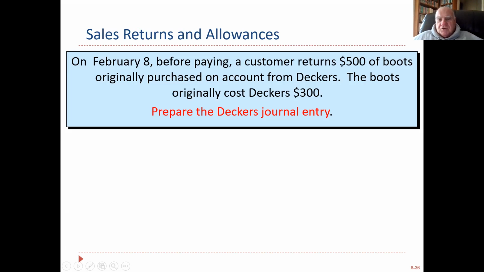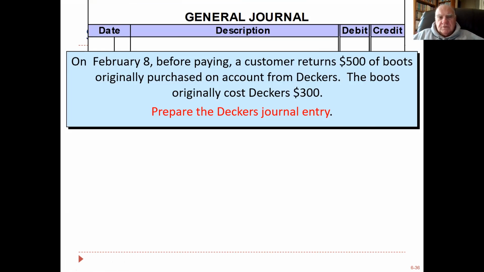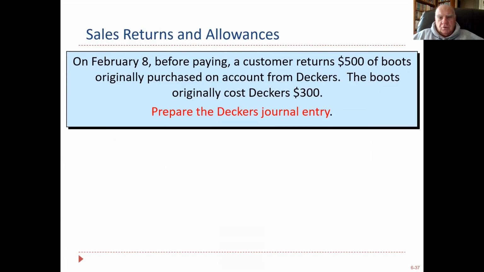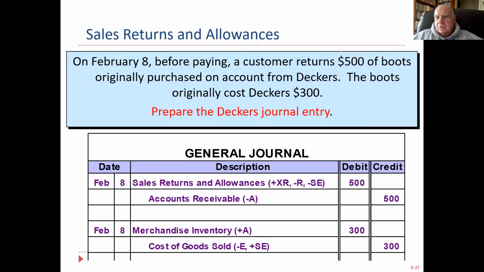So now the boots are returned. What is our journal entry? Whoa, look at this. We got 2 journal entries. How'd that happen? Well, when they returned the boots, they don't owe us $500 anymore. That's the whole point of returning the boots, that customer is not expected to pay that anymore. So we reduce the accounts receivable and we reduce the net sales via the contra revenue account, which reduces your revenues and of course will eventually reduce the stockholders' equity.